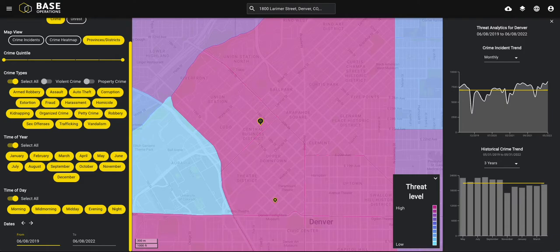Let's jump right in. So today we're going to be taking a look at Denver, Colorado, and our office location is going to be in this central business district here in the middle of the city.